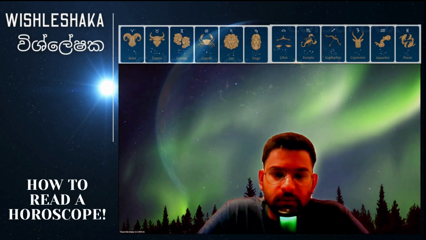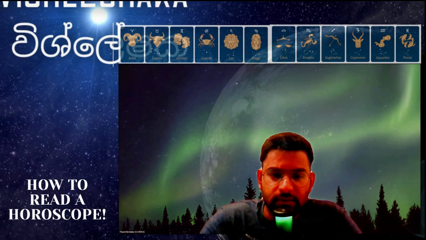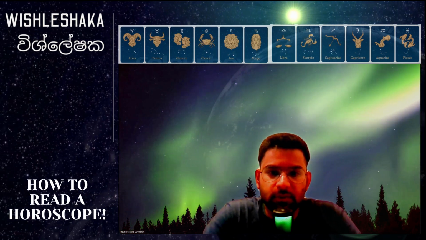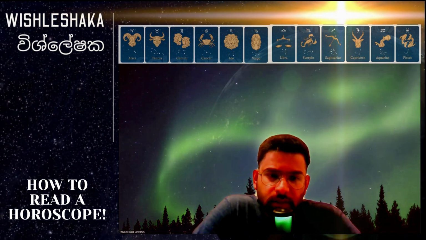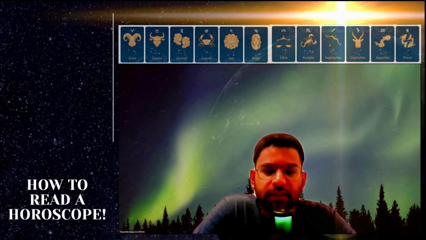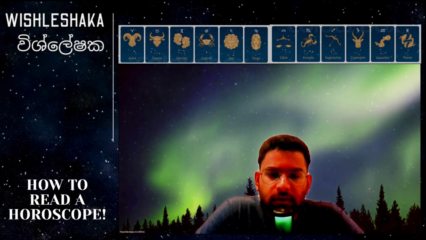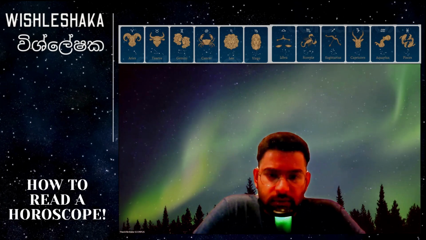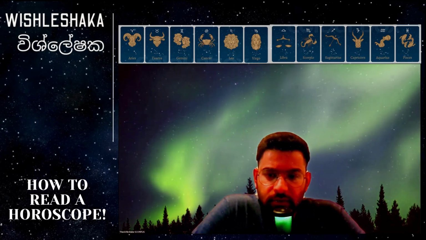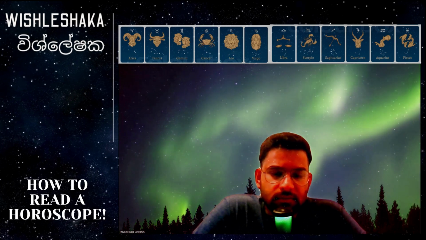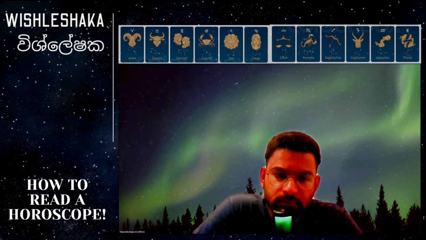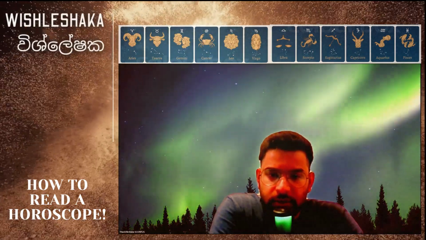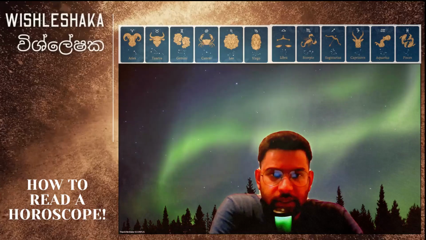Like most of you know, there are 12 signs and the planets, which I explained in the previous episode. Today we'll go through how to read this chart, what it is when you see 12 houses, 12 constellations and planets, and how we read this. Let me share my screen today, because there's a particular order to read this stuff.